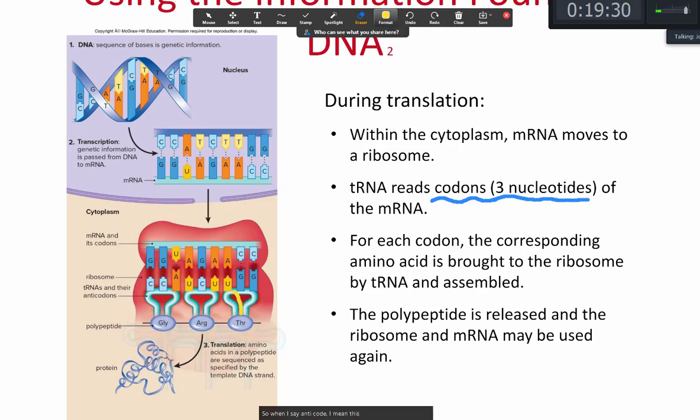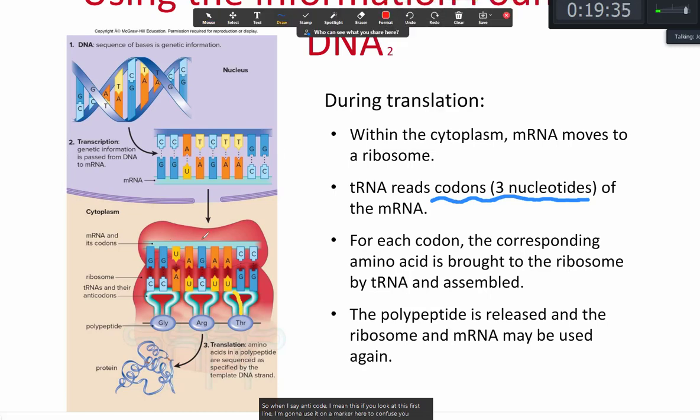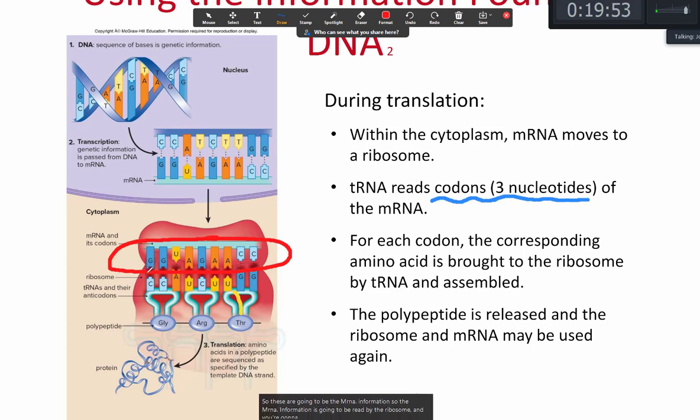So if you look at this first line, I'm going to use another marker here so it doesn't confuse you. So I'm going to use red. I'm going to highlight this part. So if you look at this upper part of this transcript, you have GGU, AGA, and ACC. So these are going to be the mRNA information. So the mRNA information is going to be read by the ribosome, and they're going to then take the corresponding base paired anticodon. So that's going to be G paired with C, G paired with C, A paired with U. So CCA, that brings glycine.